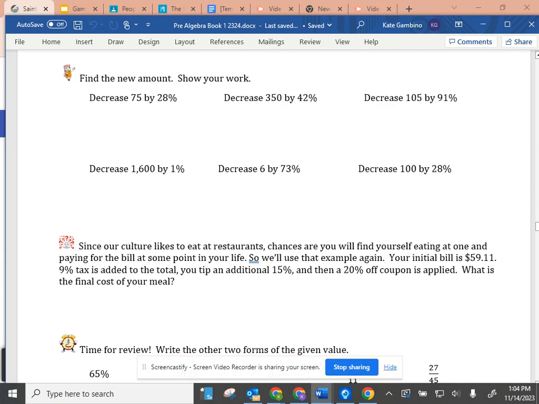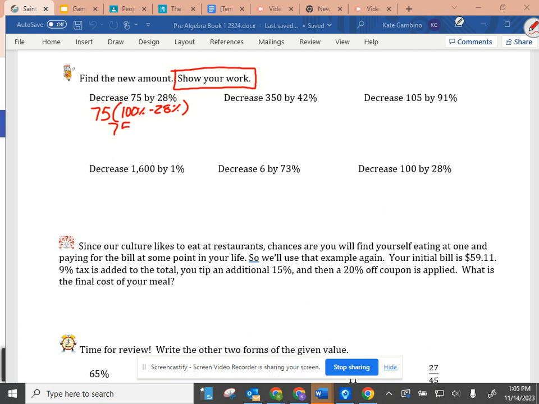Then down here, key thing. Some of us had questions about, oh, I don't know what I did differently than what you did. I got this for an answer, and we didn't really know where you went wrong because you didn't show your work. Showing your work means putting whatever you're putting into your calculator, writing it down. So if we're decreasing 75 by 28%, maybe I have 75 times 100% minus 28%. So that was 75 times 72%.